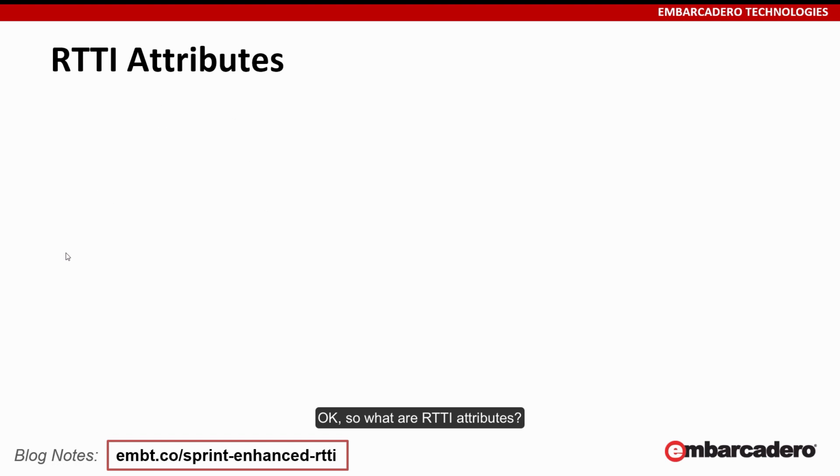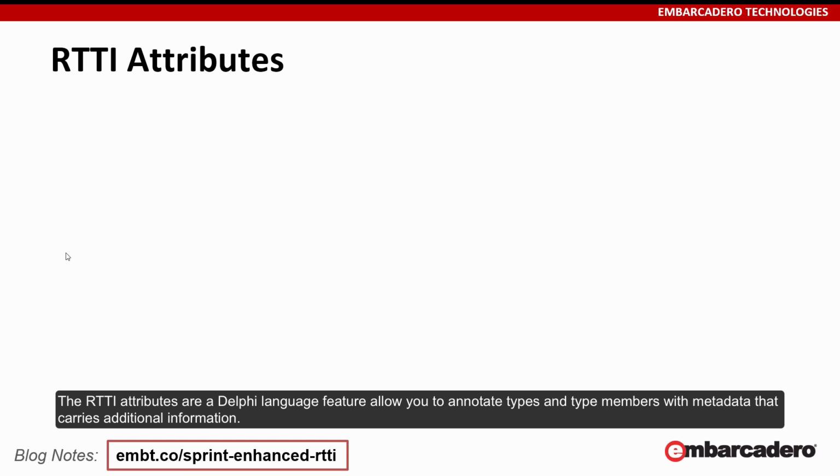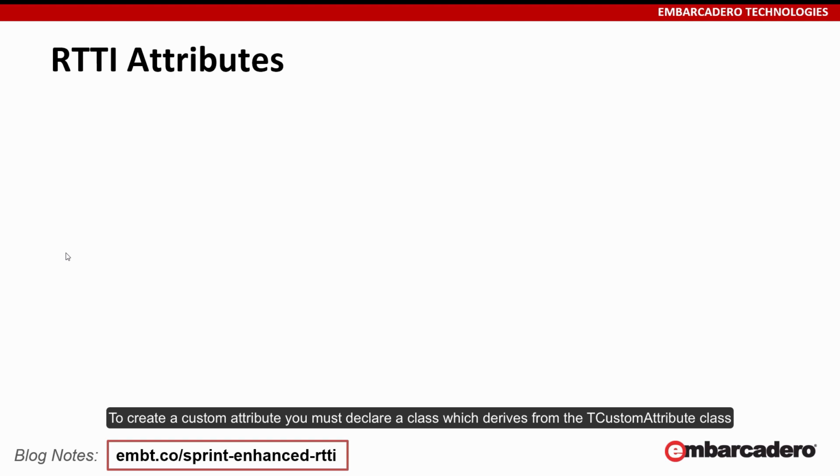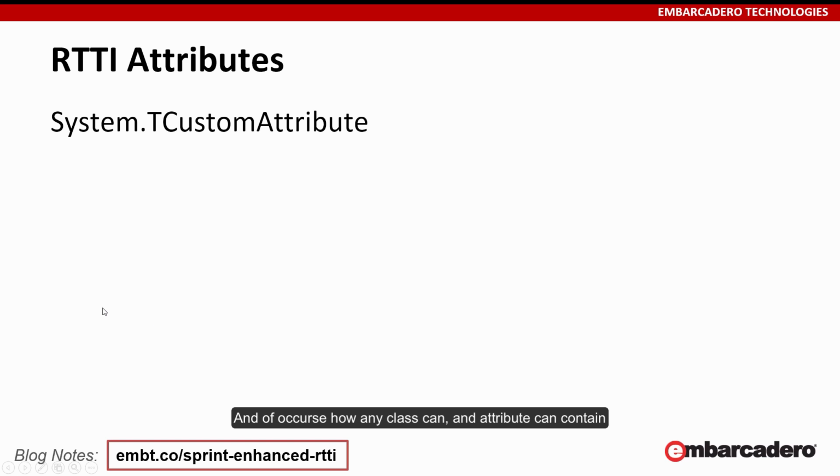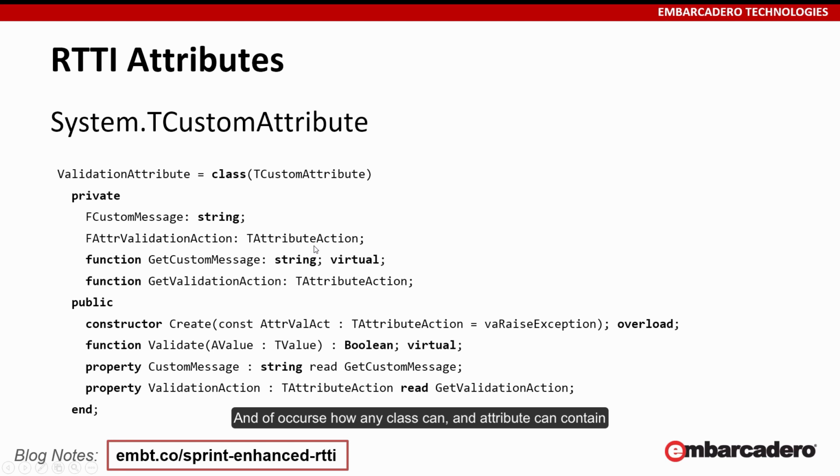Okay, so what are attributes? Attributes are a Delphi language feature that allows you to annotate types and type members with metadata that carries additional information. To create a custom attribute, you must declare a class which derives from the custom attribute class. And of course, like any class, an attribute can contain properties, fields, a custom constructor, and so on.